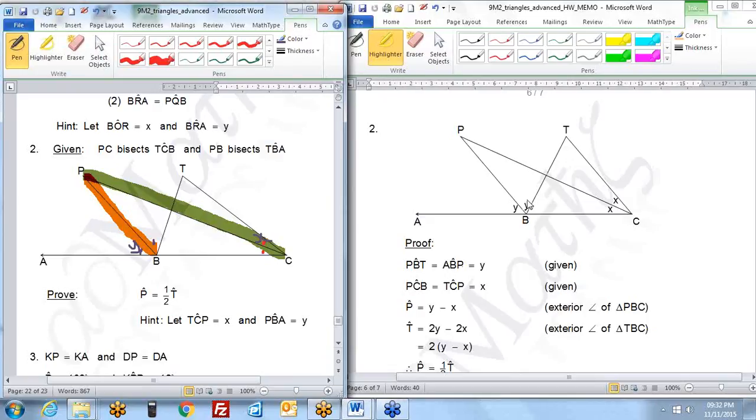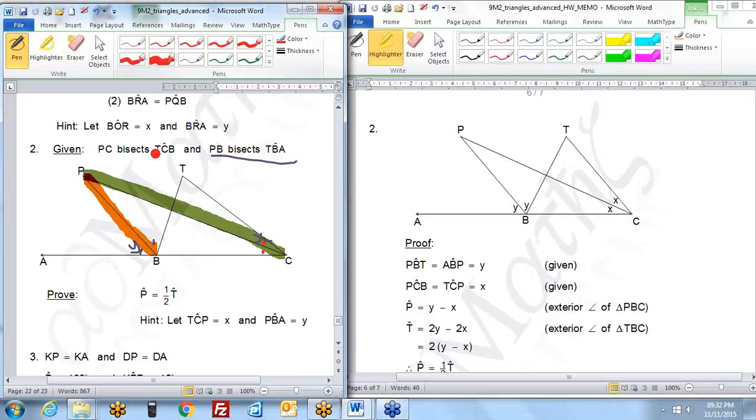PBT, that angle there, is equal to angle ABP. And the reason for this being, PB bisects angle TBA. So they're the same size. It's almost like halving angle TBA. Right, given. Then you say that angle PCB equals angle TCP, which will be equal to X and X.